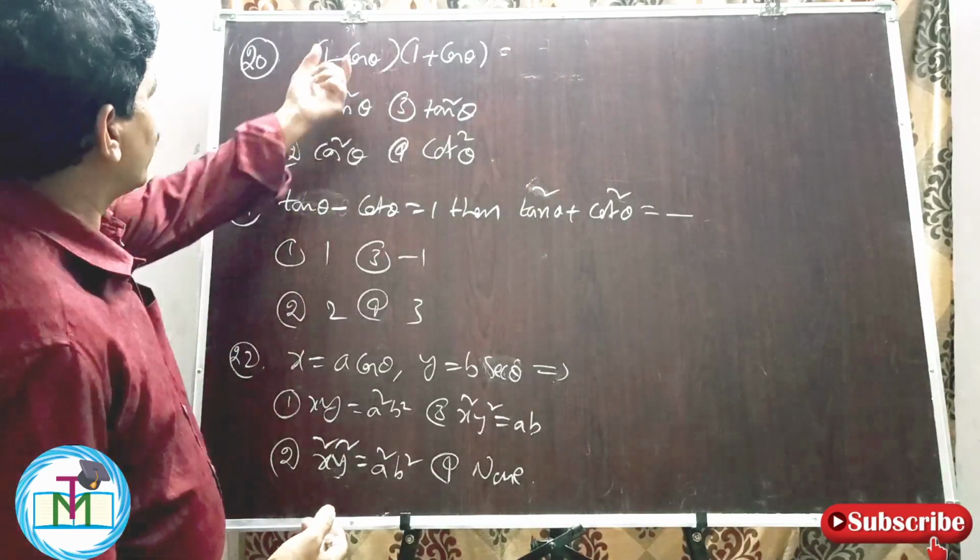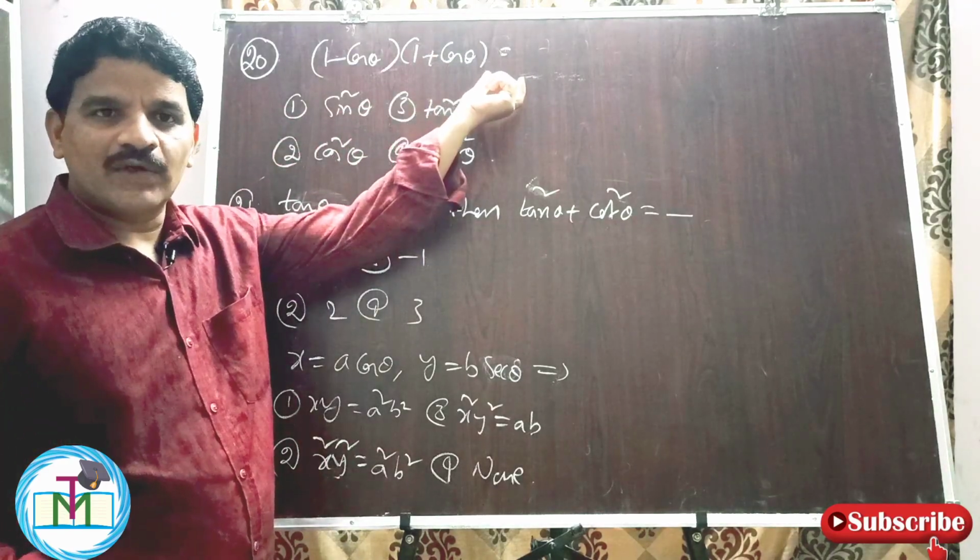Question number 20. 1 minus cos theta into 1 plus cos theta is equal to how much?